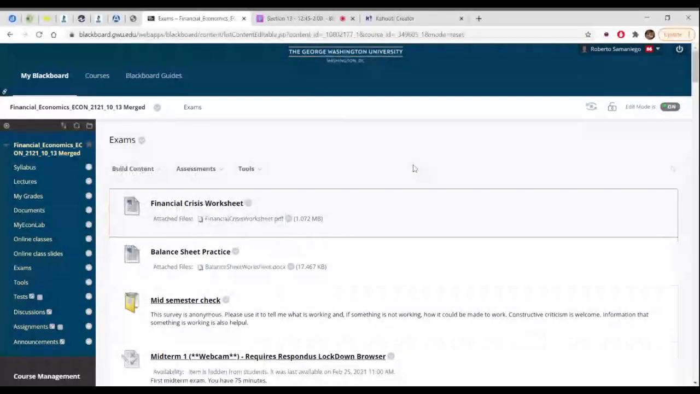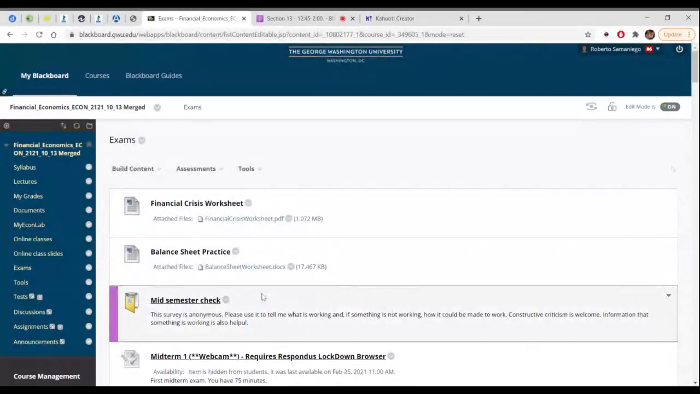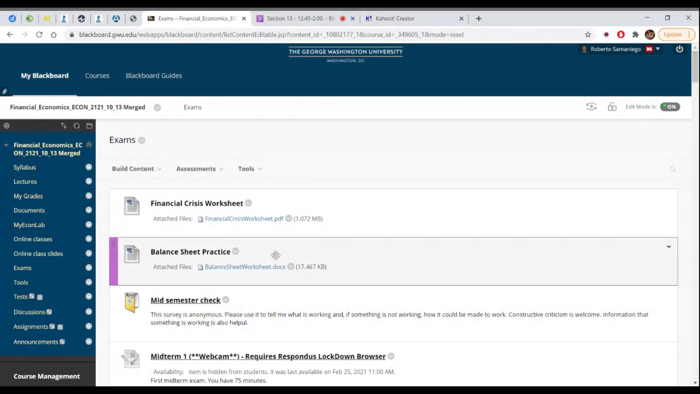And to think about that pattern, I put together something in Blackboard, so I'm going to go to Blackboard to show you where it is. Here, under exams, there are a few things. One is the mid-semester check, that is a survey that I mentioned to you before. If you haven't filled it out, please feel free to go in. I already got 13 answers.